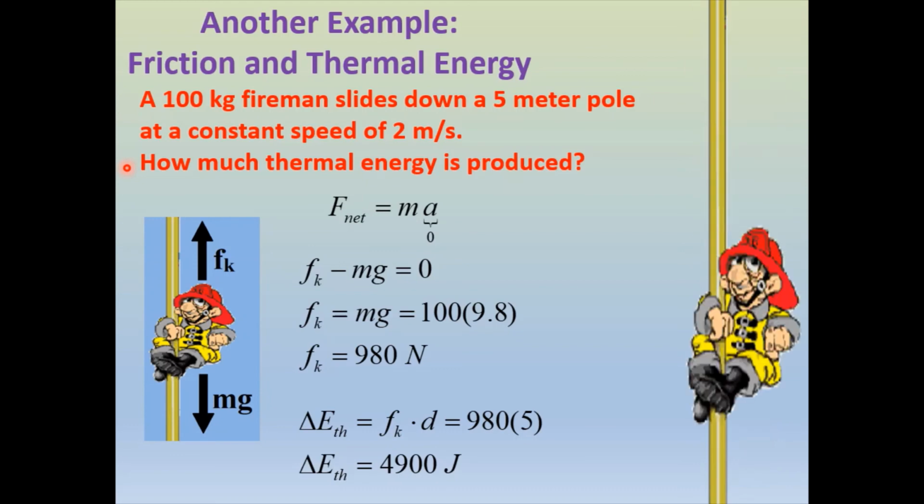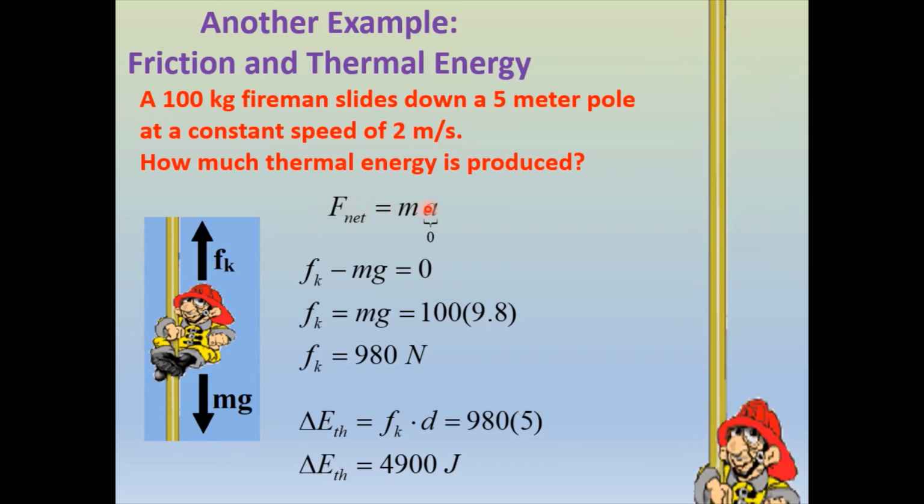So there's a couple different ways we can approach this problem. If you think about Newton's second law, net force equals ma. Well, we're told that he's sliding down at a constant speed, so our acceleration here is 0. So this right side of the equation is 0.